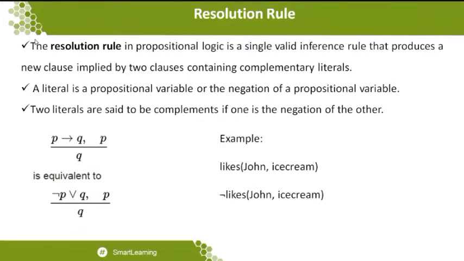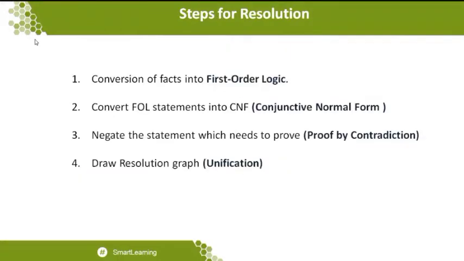So what kind of statements can we take? For example, the proof we want to make is that John likes ice cream. And I want to negate the statement, which is rule number 3: not of likes of John, comma ice cream, which means that John is not liking the ice cream. When I am not able to prove that particular statement, then I conclude that John likes ice cream is the right statement from the given sentences. These are all the steps we have followed.